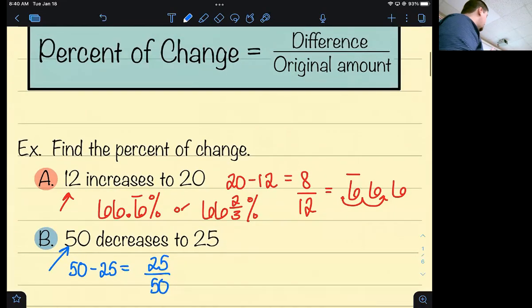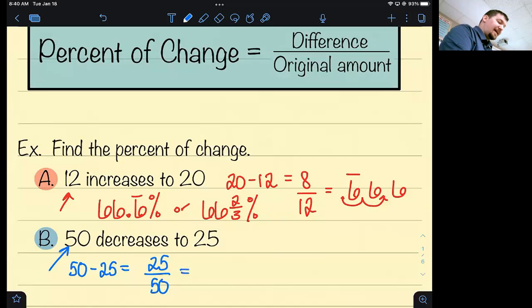In fact, I wrote that up here on the board. You might want to write difference over original on your work paper tonight, just on the top, because you're going to use that over and over and over again. You just have to remember the difference means what? Answer to a subtraction. Yeah, so difference means subtract. All right, so there's my fraction.